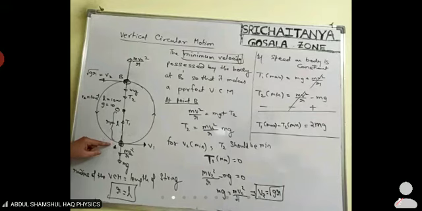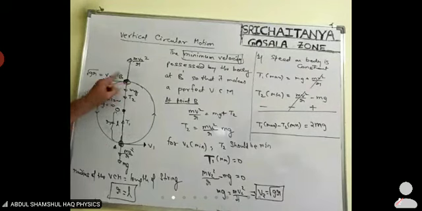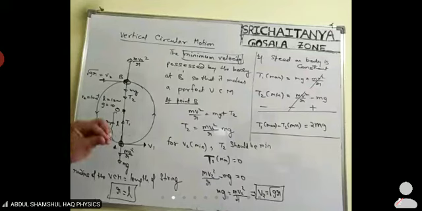Suppose the body at the bottom is not a stone, but a bucket containing water. On reaching the highest point, if it possesses 10, it would cover the circle. And this velocity does not depend on the mass of the bucket. Students, the quantity of water inside it, the mass or volume of the water inside it, the velocity is not going to depend on that factor.